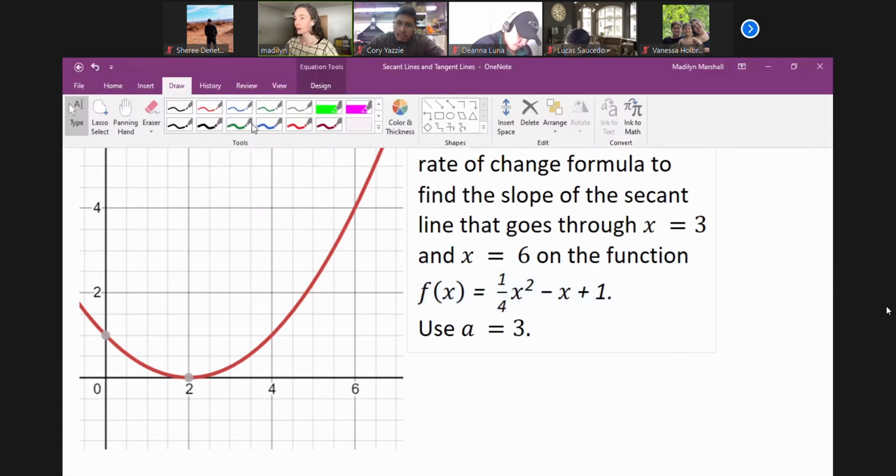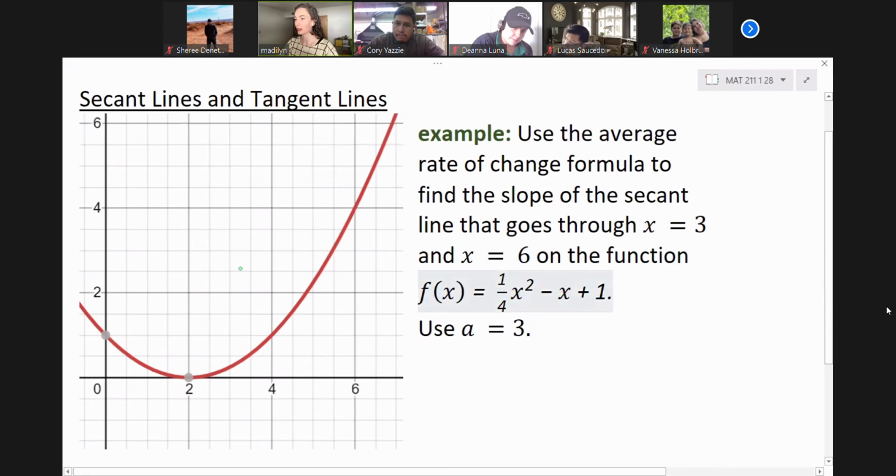So the first question before we get too deep into this: what is a secant line? Does anyone know? It's a line that touches a function on a graph, or does it go through? It goes through, okay. A tangent is the line that just touches, and we will get to that in a little bit. A secant line goes through at 2 points.